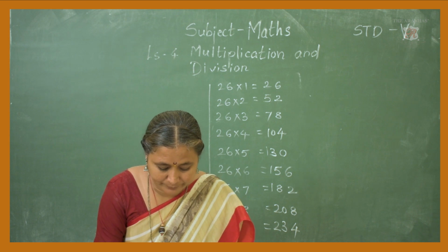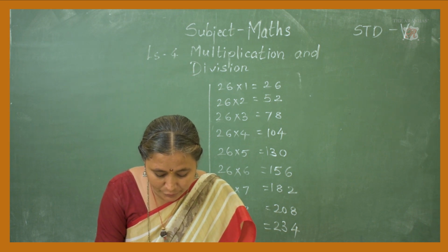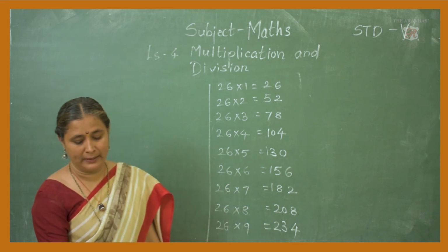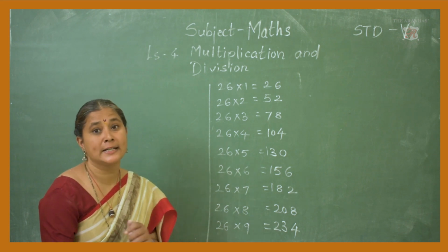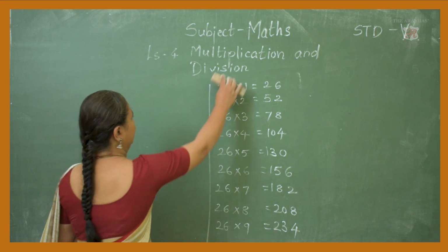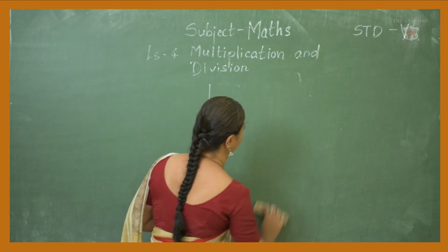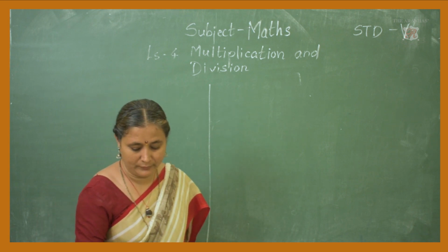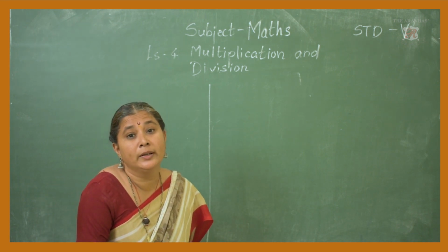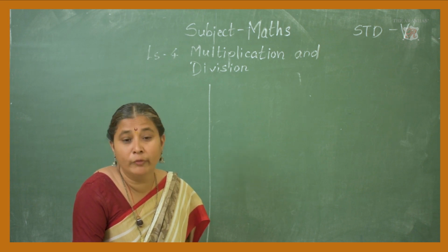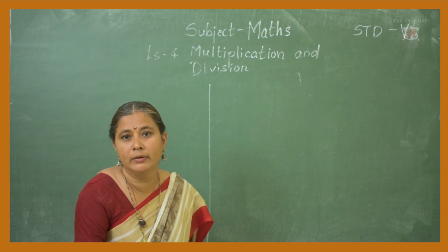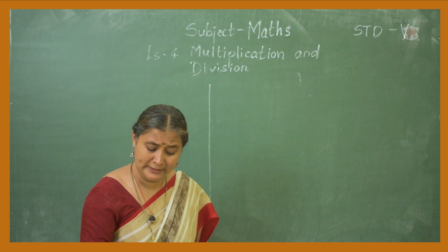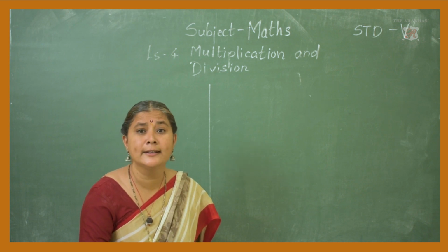Question number 2 here. How many hours will it take to travel 336 km at a speed of 48 km per hour? Okay. First, understand the sum. Now here we have to write the table of 48. So understand the sum first. In 1 hour, we can travel 48 kilometers. Isn't it? But how many hours will it take to travel 336 kilometers?